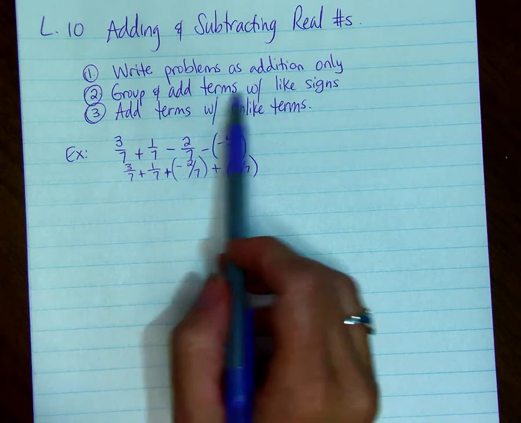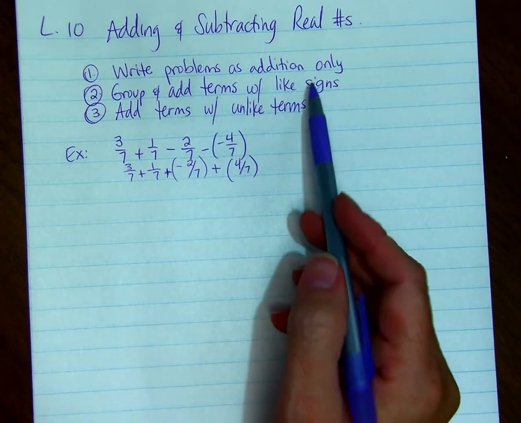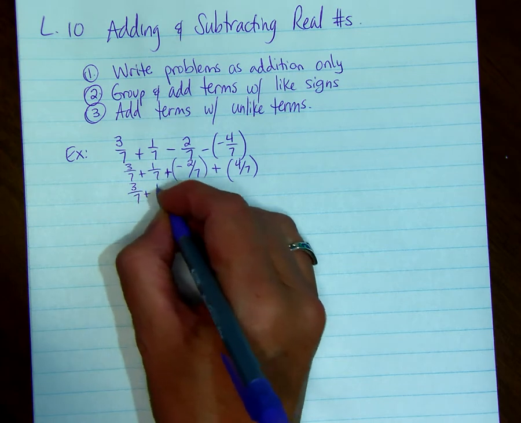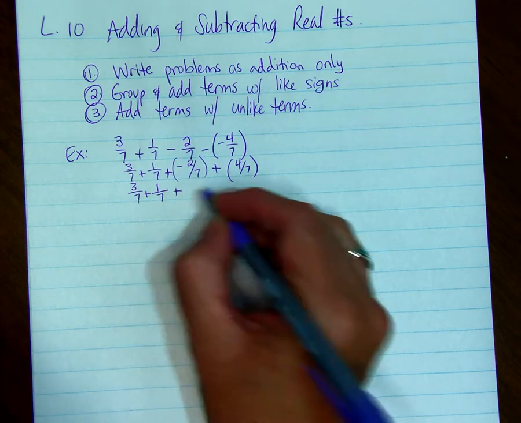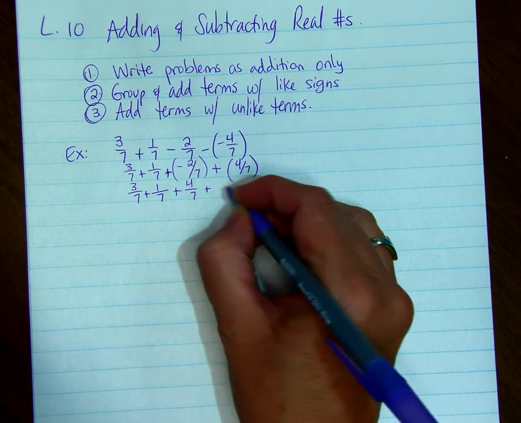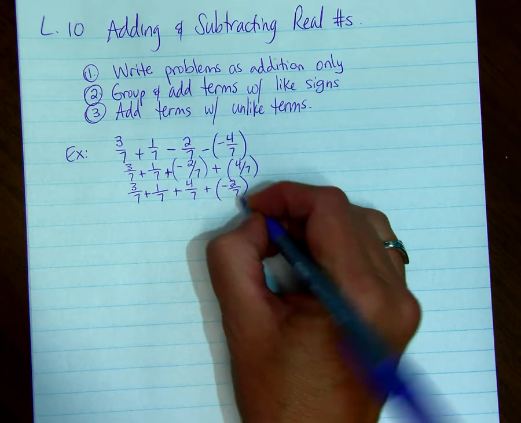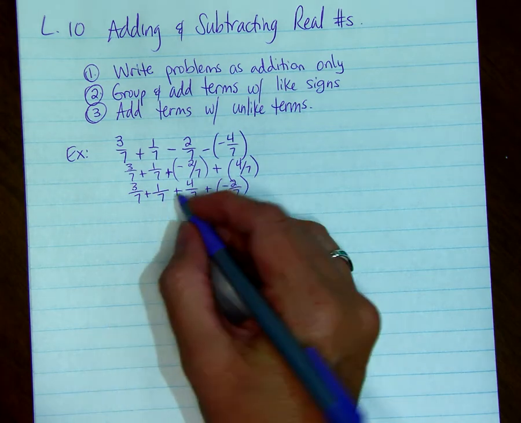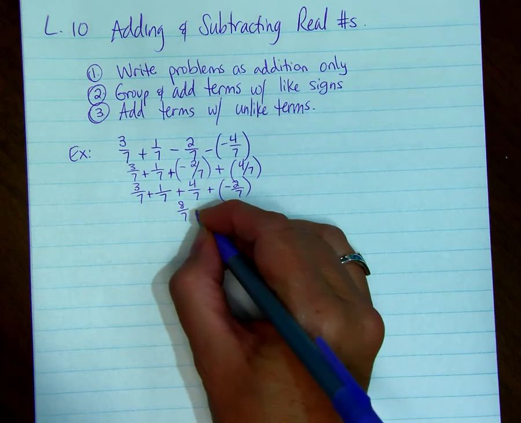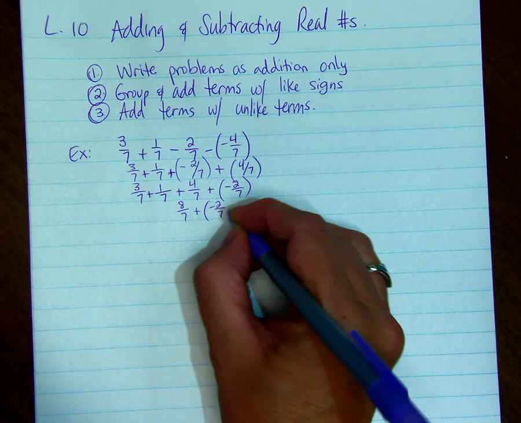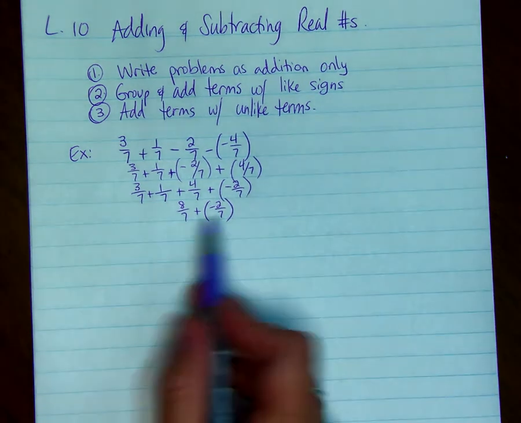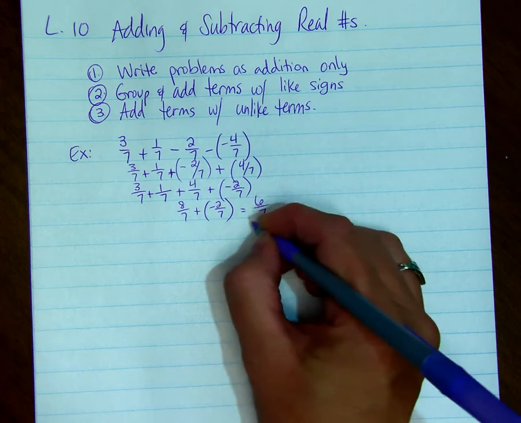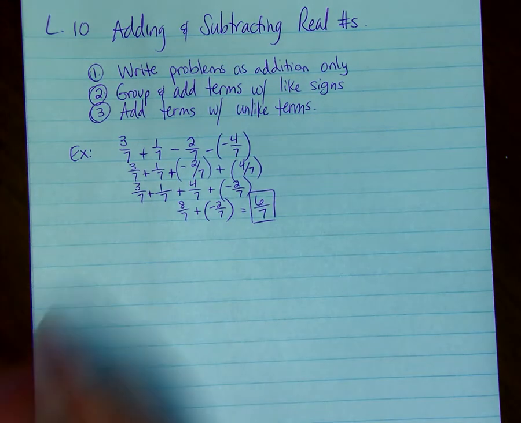Now we're going to group and add all the terms with like signs. So we're going to group all the positives. We have 3/7 plus 1/7 plus 4/7, and then we're going to leave our negative 2/7 off to the end. 3 plus 1 is 4, plus 4 is 8/7 plus a negative 2/7. Then we're going to add the positive and the negative to get a positive 6/7, and that's the solution.